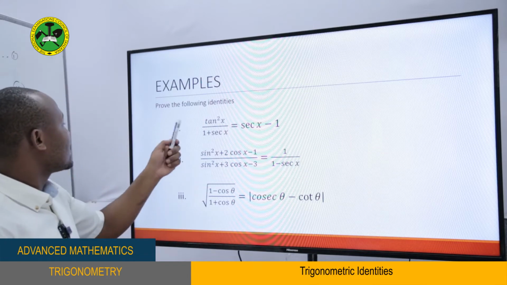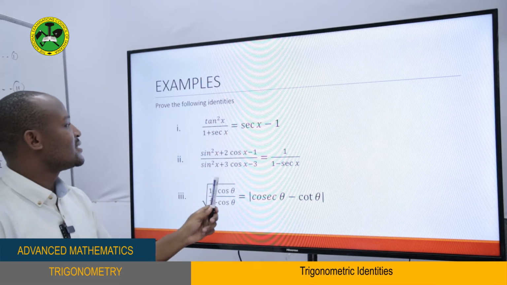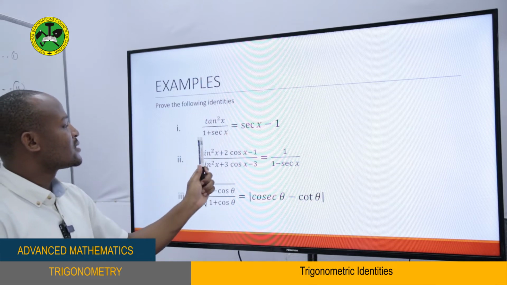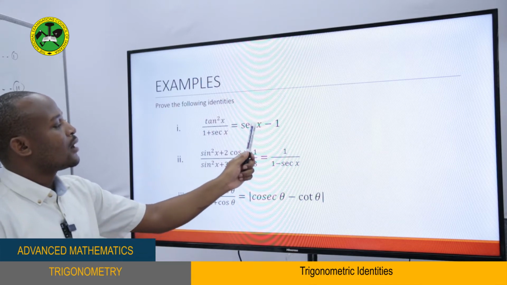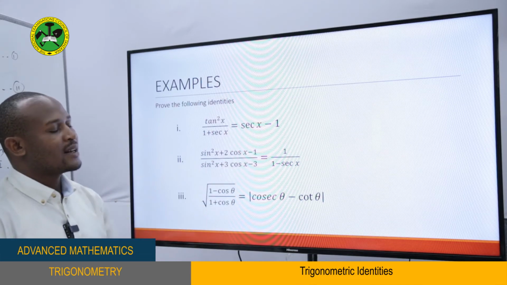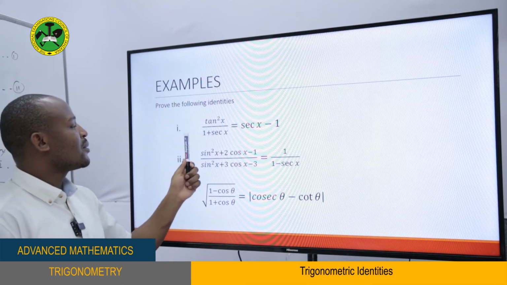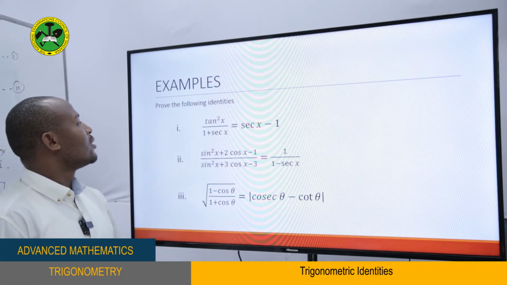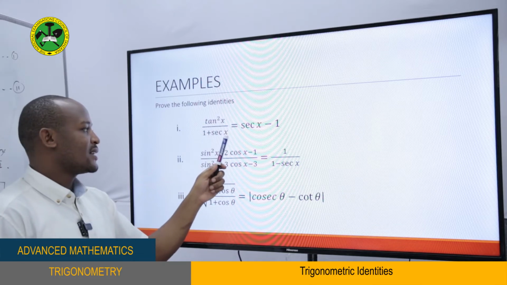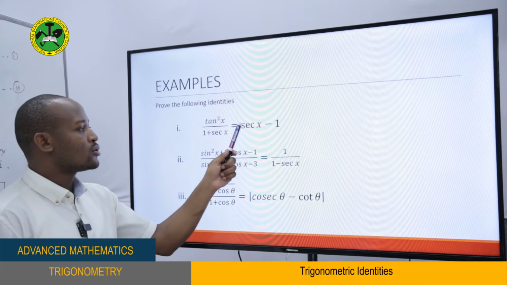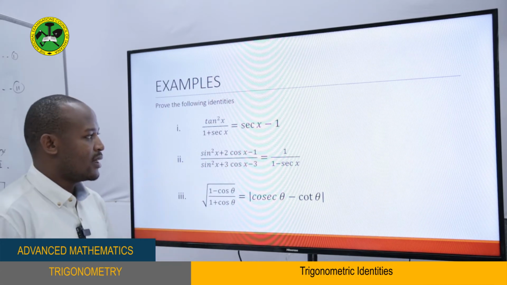We have the first set of examples that says prove the following identities. Example number 1 says tan square of x over 1 plus sec x is equal to sec x minus 1. We are supposed to prove that.